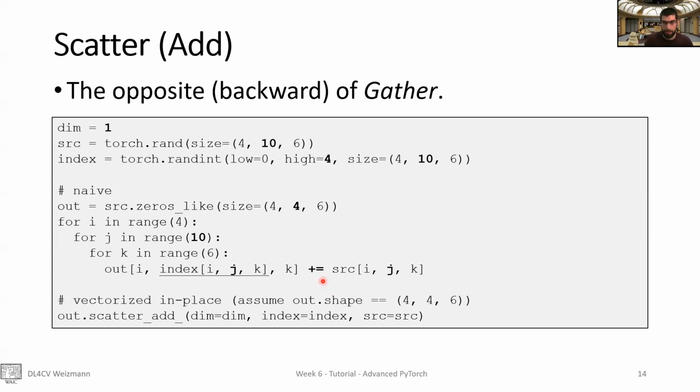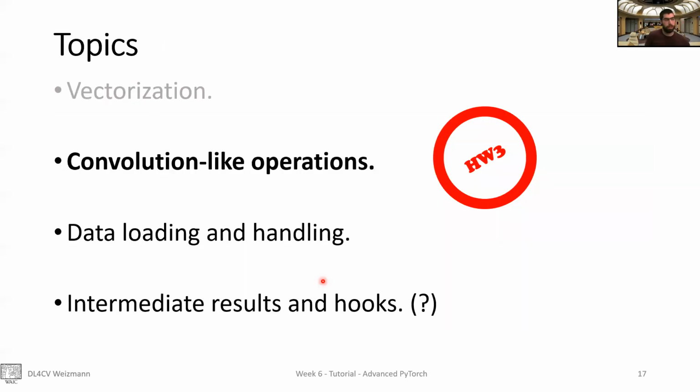But I hope this answered the question, but you'll find the motivation in homework 3, I'm sure about that. So let's continue to our second topic, which is convolution-like operation, which is the main topic in homework 3. In homework 3, you will implement from scratch the convolution operation and convolution-like operations.